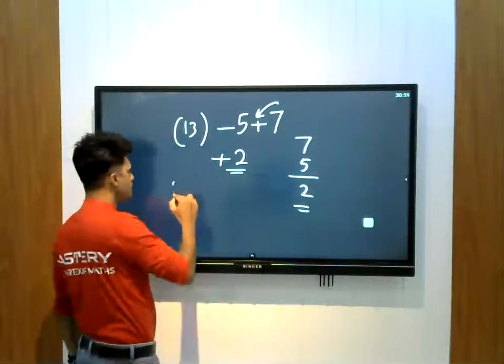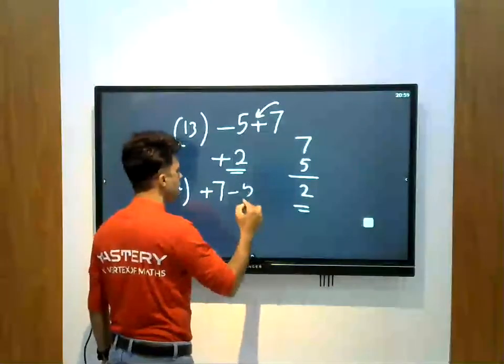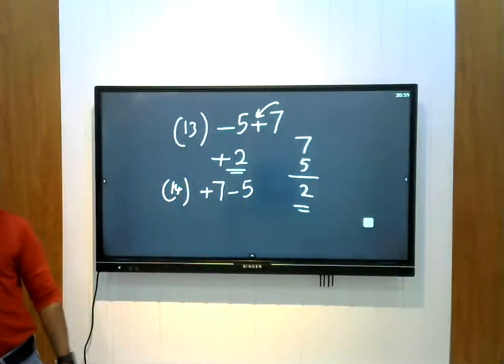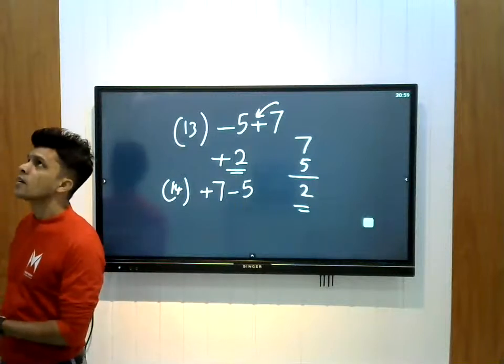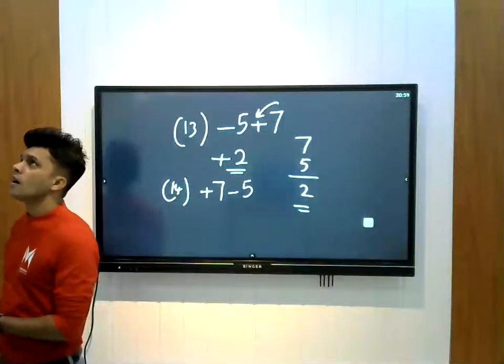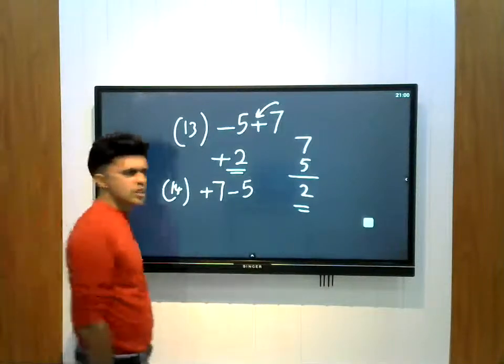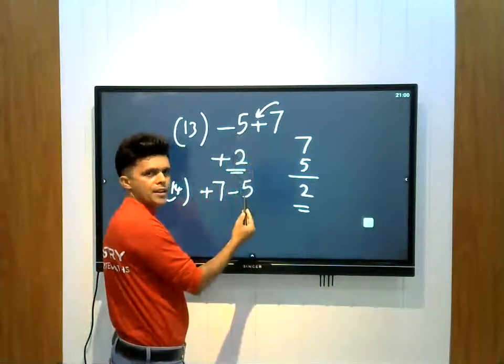How can you do the 14th one? Then here the 14th one. Plus 7 and minus 5. How can you do this one? How can you do this type of one? Minus 5, minus 5.